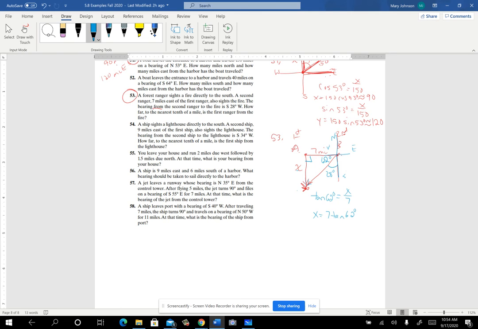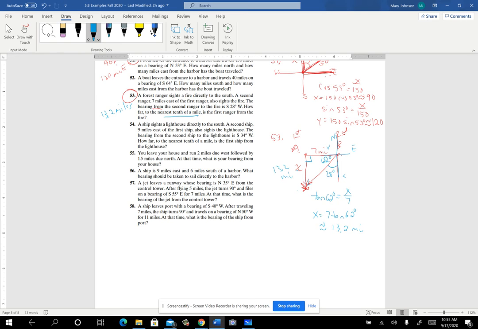And that would be about, and if we just round, let's see, did they say how far to the nearest tenth? That one did say how far to the nearest tenth. So that would be 13.2. About 13.2 miles. Okay, so that would be 13.2 miles right there. And that is how far the first ranger was from the fire. It's 13.2 miles. Okay, so that was 53.